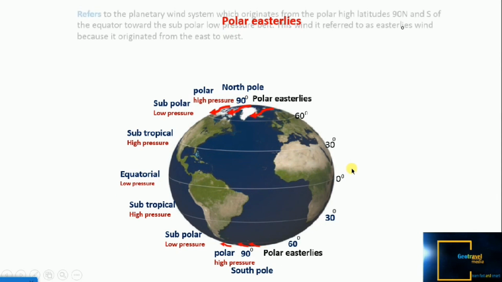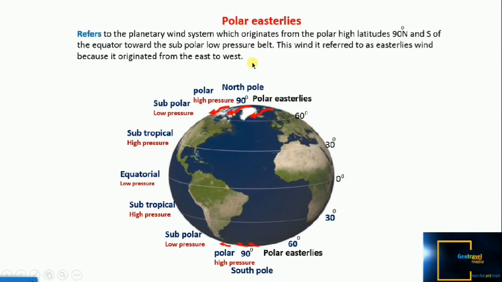Another type of global planetary wind is polar easterlies. Polar easterlies wind refers to the planetary wind systems which originate from the polar high latitude, 90 degrees north and south of the equator, toward the subpolar low pressure belt. This wind is referred to as easterlies wind because it originates from the east to west.